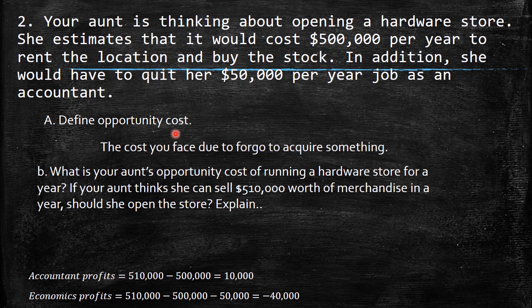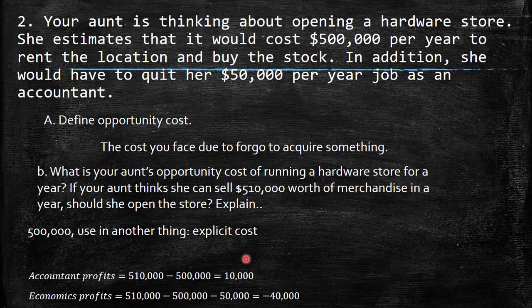The other question says, what is your aunt's opportunity cost of running a hardware store for a year? If your aunt thinks she can sell 510,000 worth of merchandise in a year, should she open the store? Explain. So what is the idea? Here we have first the cost per year of the renting, the rent, which is a fixed cost. The opportunity cost of this is that you can use the money for whatever you want. You can travel with that.